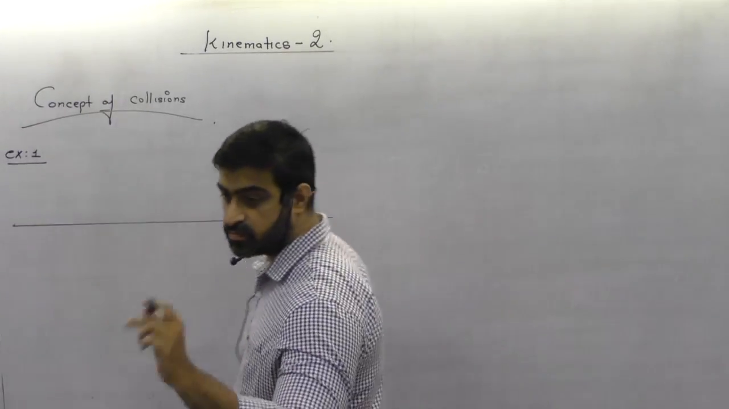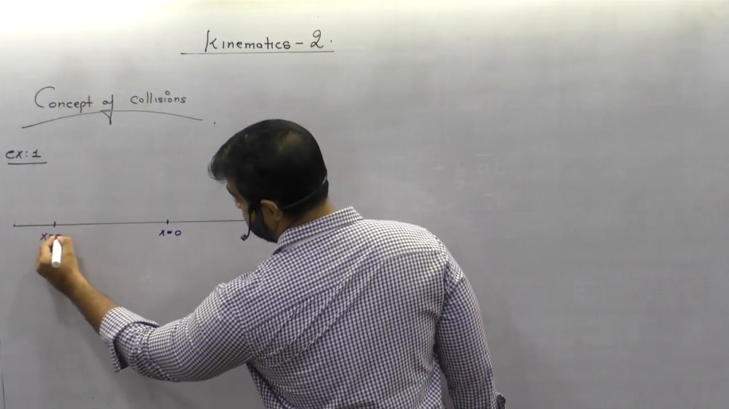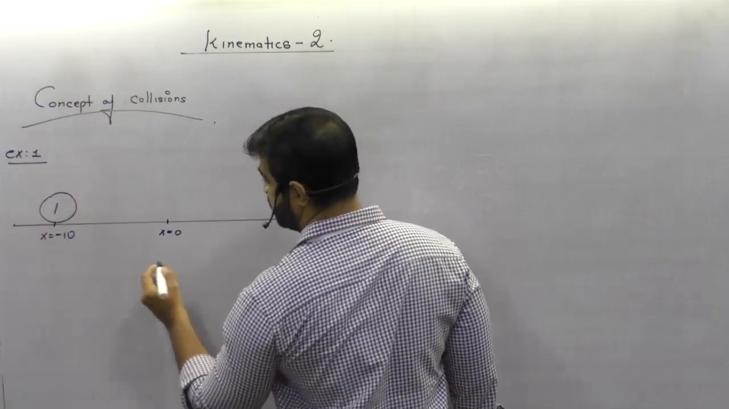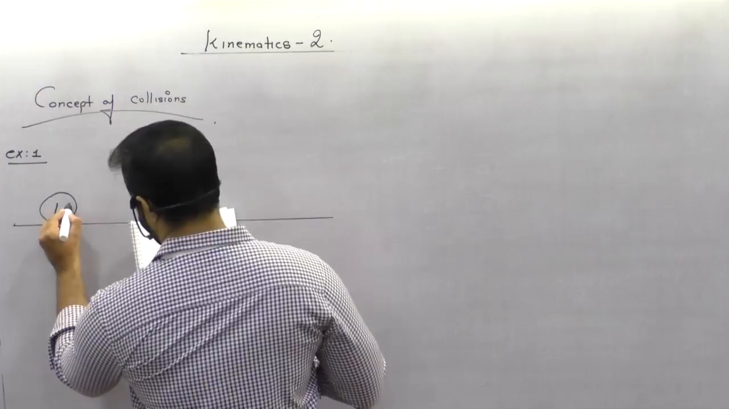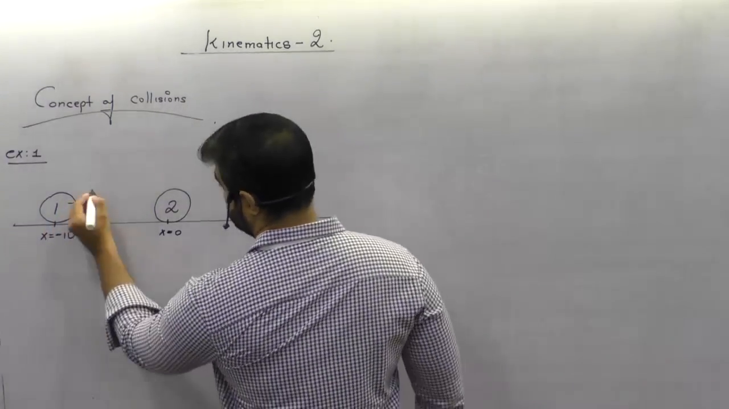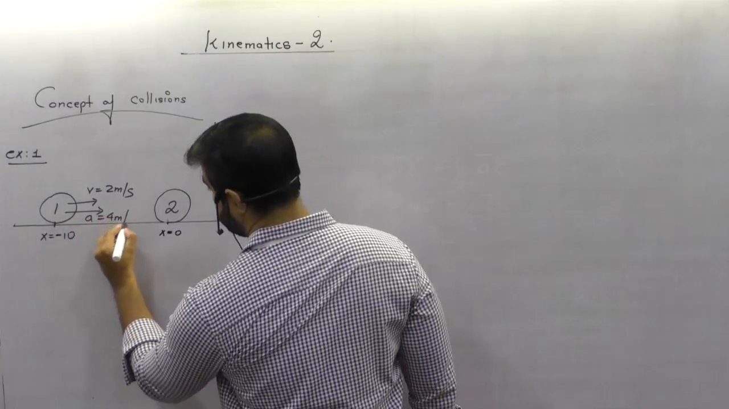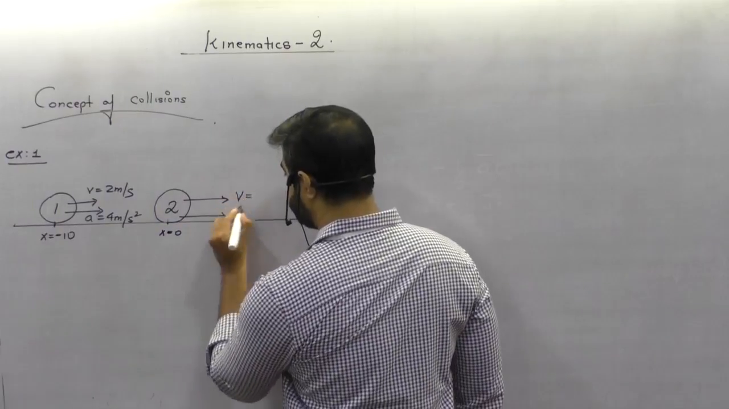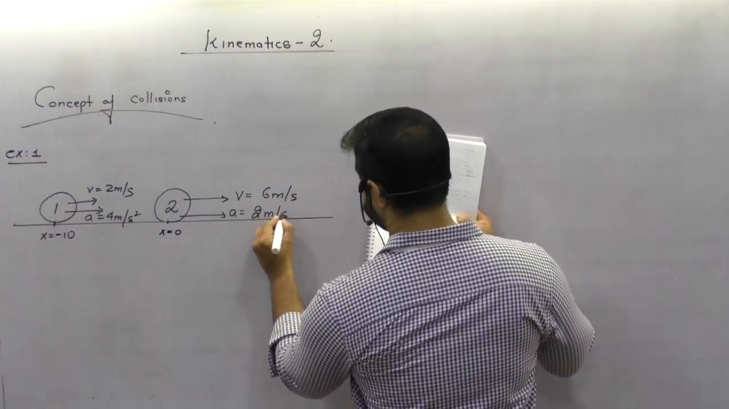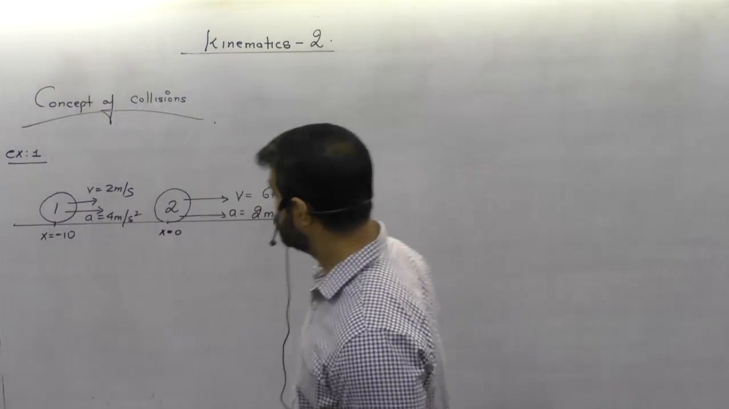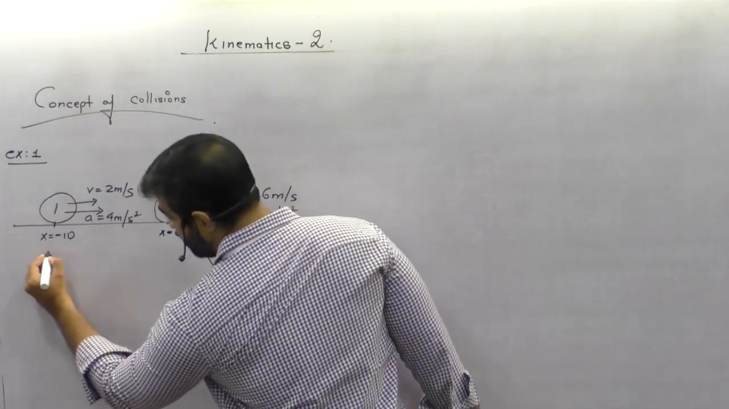If you see, look over here. This is x0, x is minus 10. When I observe the first particle, it is here. The second particle initially is here. That is time 0 for both of them. The velocity of the first particle is 2 meter per second, and the acceleration is 4 meter per second square. The velocity of the second particle is 6 meters per second, and its acceleration is 2 meters per second square. Both are moving in the same direction, and the initial distance between them is 10.